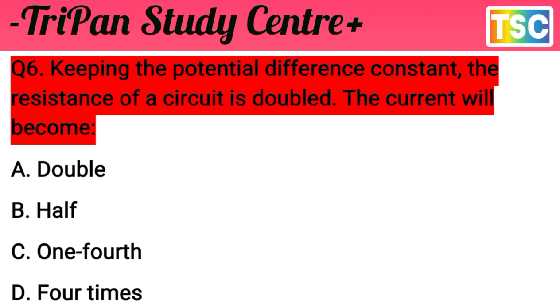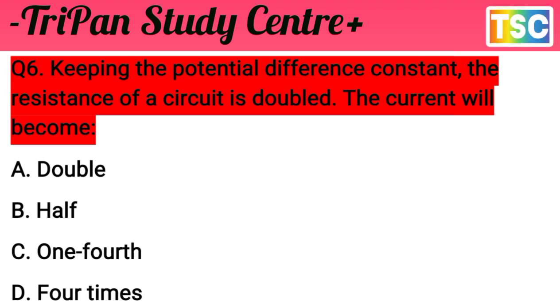You must have a thought of your answer. Let's see what is the answer for this question. The question is clear here. Keeping the potential difference constant, the resistance of the circuit is doubled. The current will become: double, 1/4, 4 times, or half. You know that the answer is clear here.